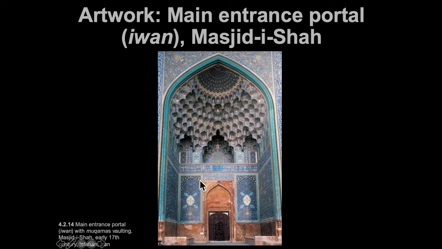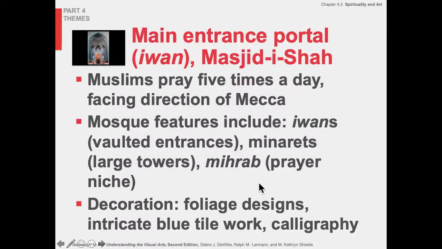Okay, so that's our entering into this space, and this is the Muqarnas right here. They have the iwans, the vaulted entrances, the minarets, and the mihrab, the prayer niche inside, which is oriented toward Mecca.